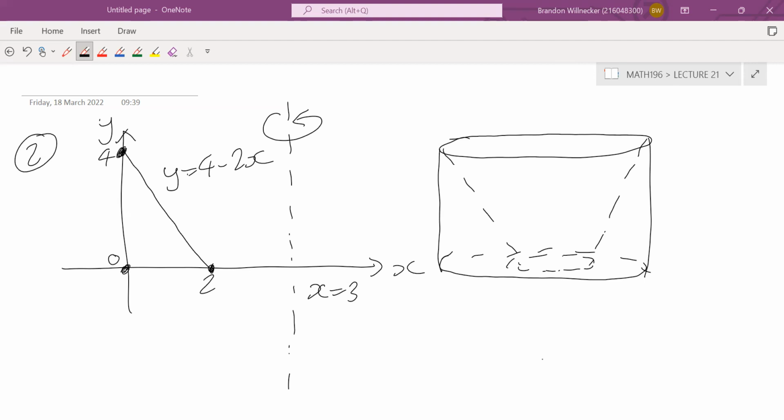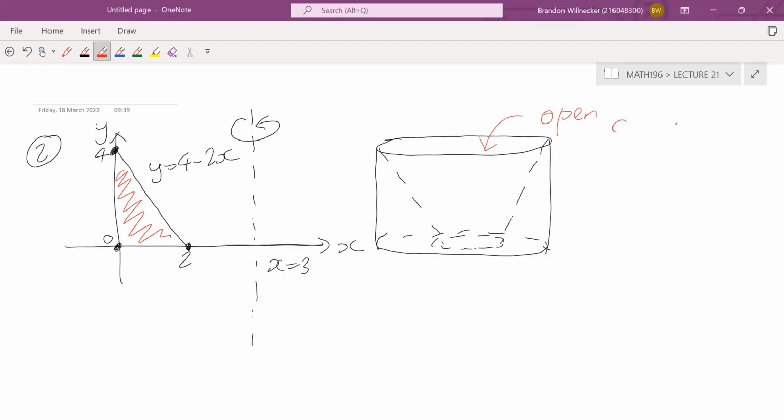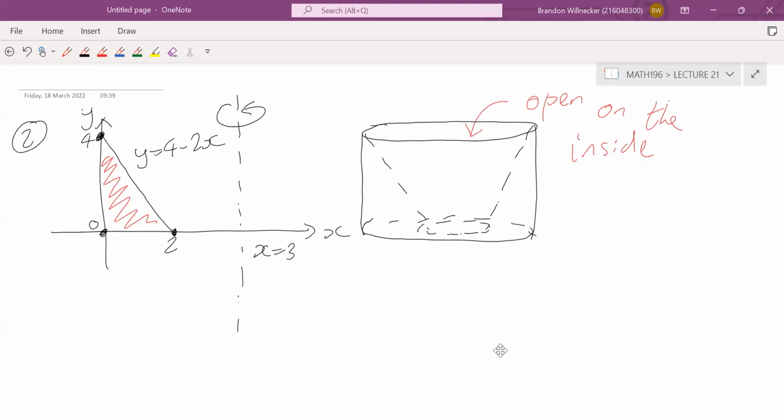Okay, so we've got this area here. There we go. We rotate it around and we get this kind of cylinder shape. Again, with this hole. So this is open on the inside. Are there any questions about how I sketched this? Okay, so everyone's okay with going from the diagram to the sketch?